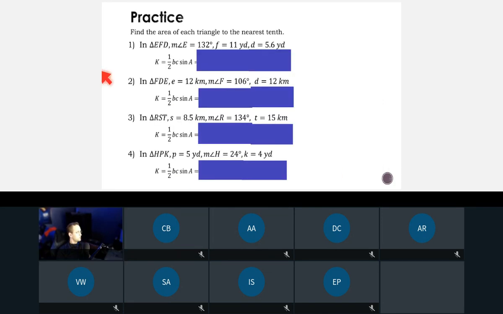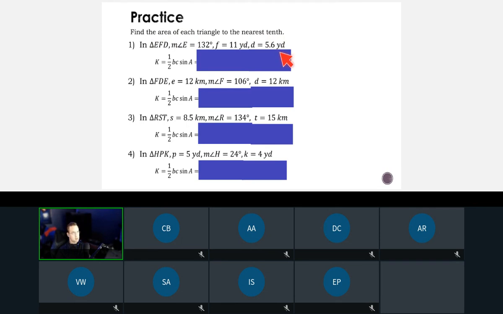All right. So I think I have 12 examples. We'll just do 2 on this page, and then go on. That way we don't run out of time. All right. So we have triangle EFD. Measure of angle E is 132 degrees. Side F is 11. Side D is 5.6. Where's the question? Oh, find the area. That's the question right above it. Find the area of each triangle. Round to the nearest tenth.